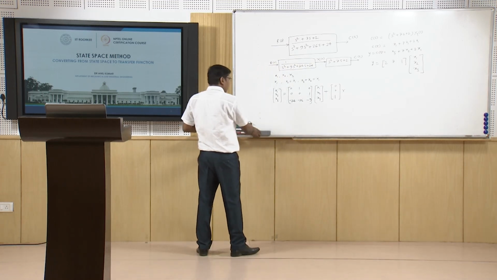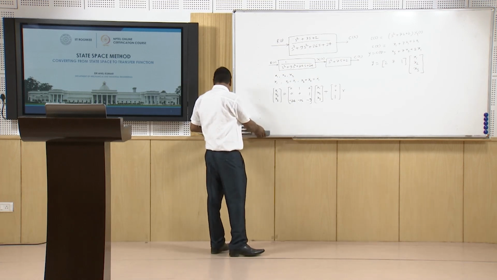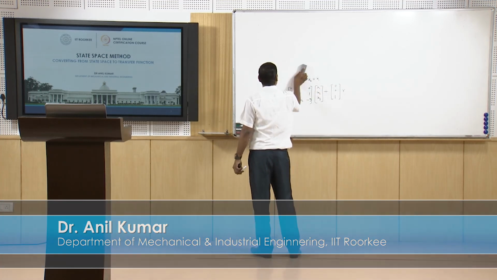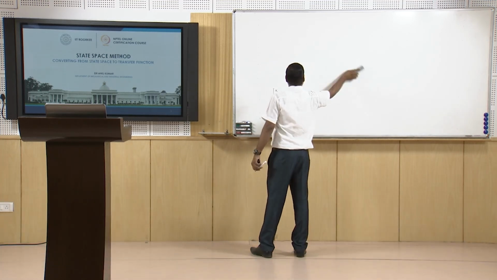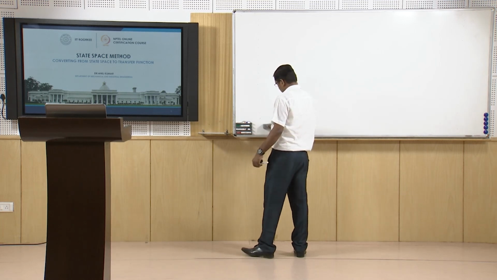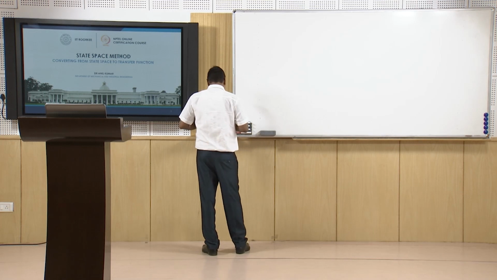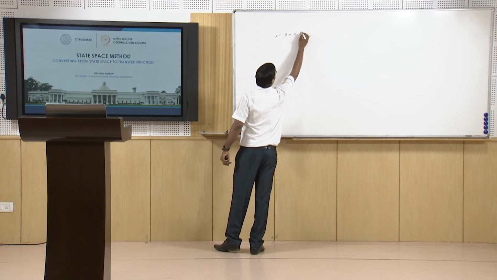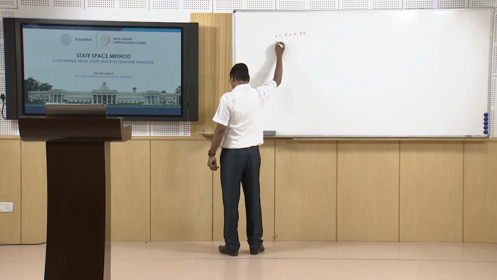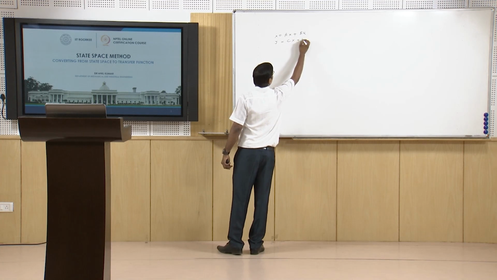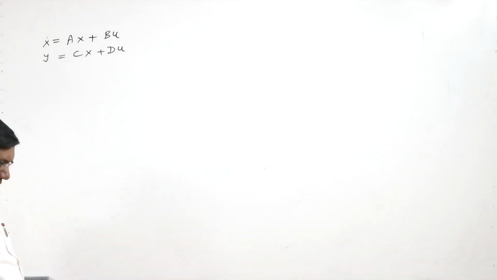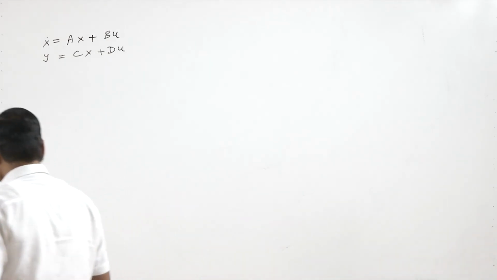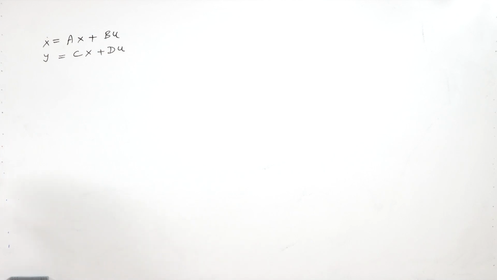So now we will discuss how to convert from state space to a transfer function. We have to discuss how to get the transfer function if we have the state space form. So if we have this equation x dot equal to Ax plus Bu and y equal to Cx plus Du, we have the state space form and we have to convert it into the transfer function.